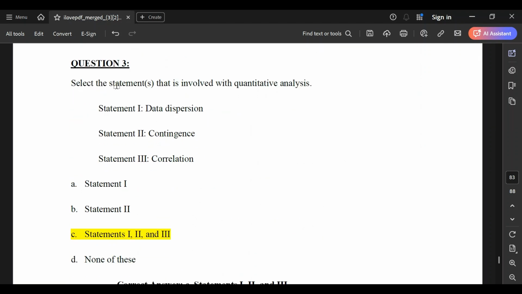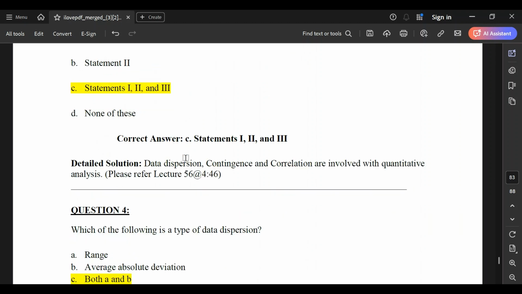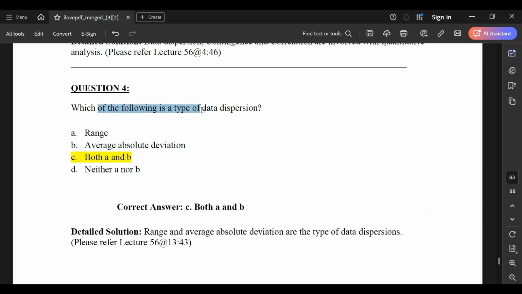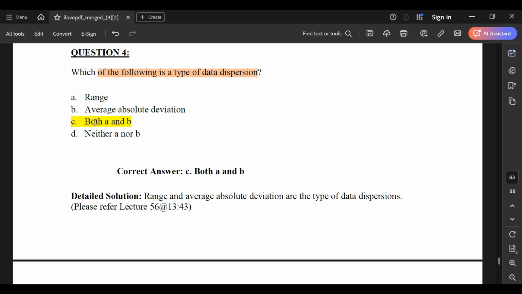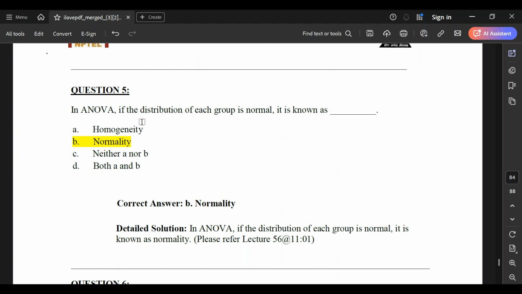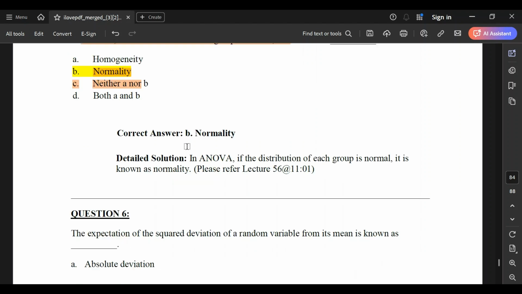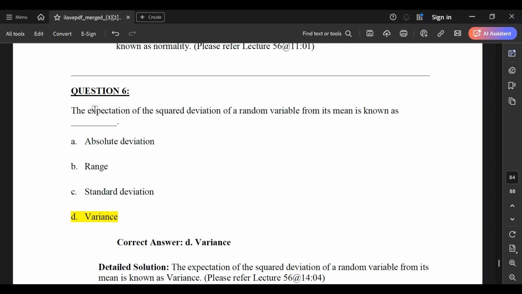Now you can see the select the options. You can say about quantitative analysis: data dispersion, contingency, correlation. So all the options are correct. Which of the following is a type of data dispersion? This is both A and B, meaning range, average absolute deviation, so both are correct. In ANOVA, if the distribution of each group is normal, it is known as normality.